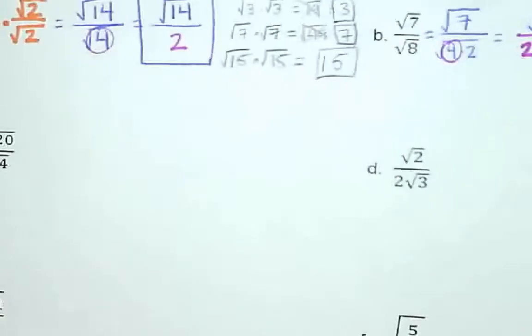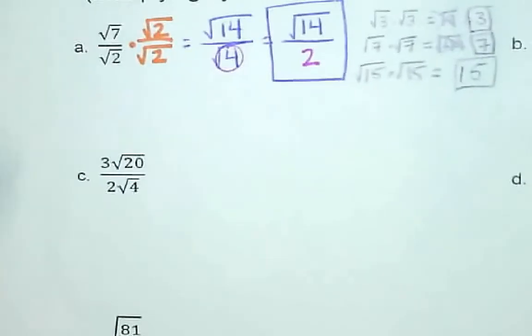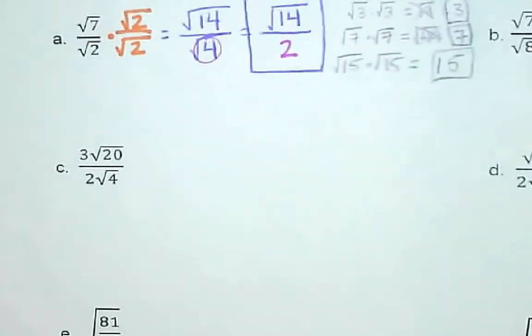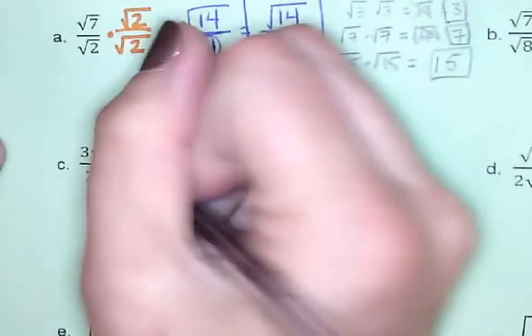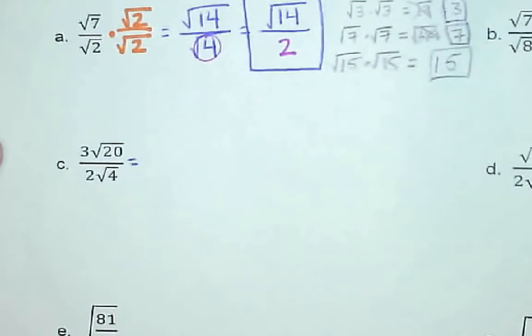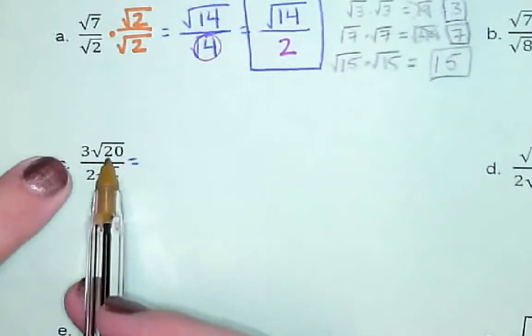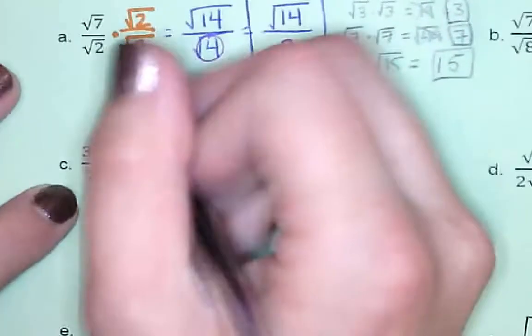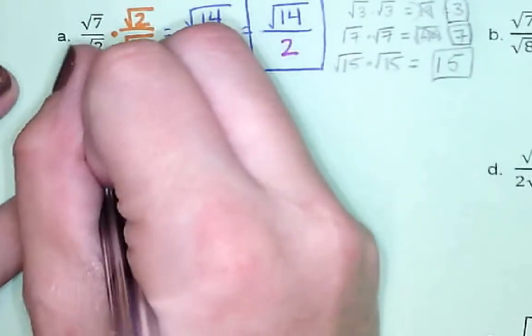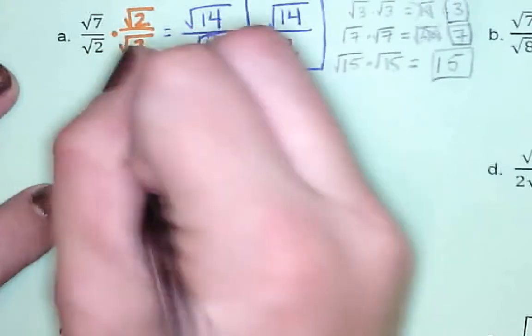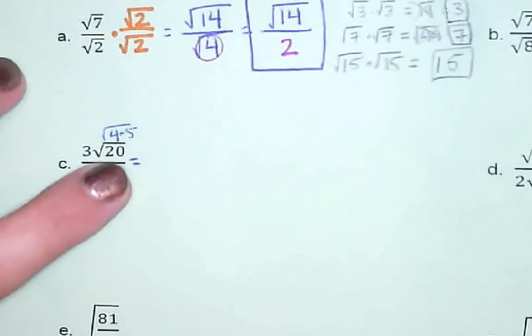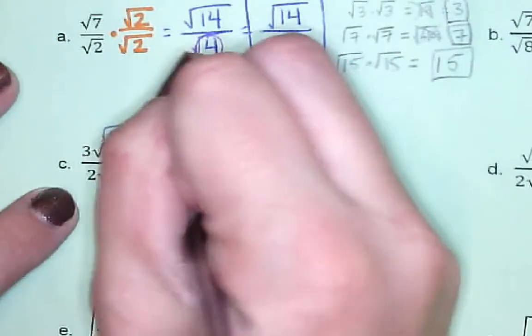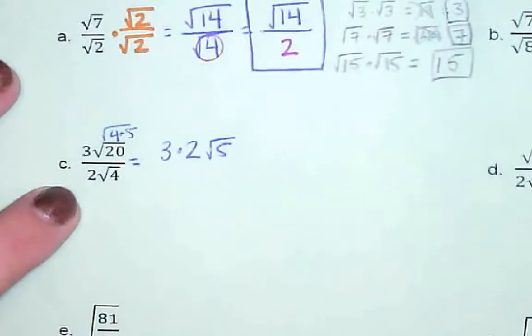So let's take a look at C here. All right, C. 3 square root of 20 over 2 square root of 4. So I would definitely simplify this one first, all right? Because 3 square root of 20, how can we rewrite that square root of 20, y'all? That would be what? Yeah, that's 4 times 5. Are you guys comfortable with that? And so that becomes 3 times 2 times the square root of 5. Are y'all comfortable with that?